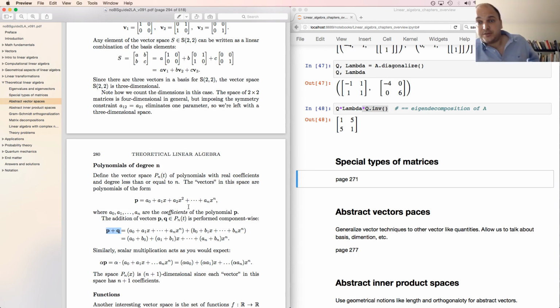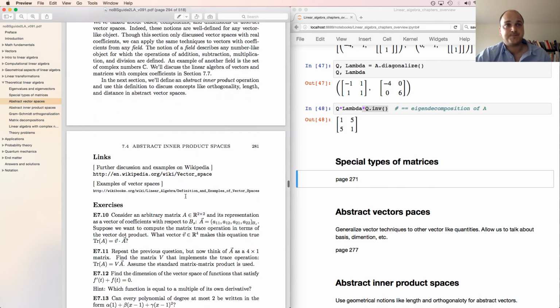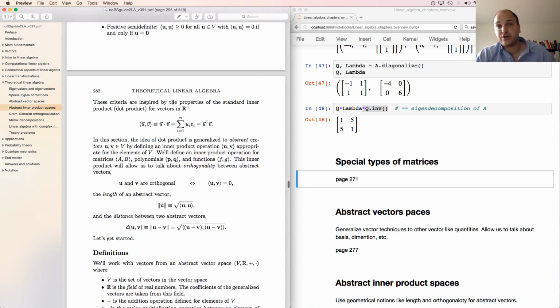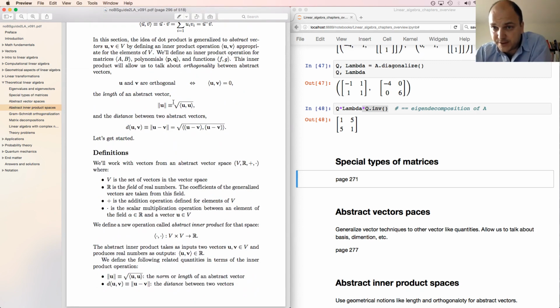So we can talk about dimension, we can talk about the basis in the space of polynomials. That's what this chapter is about. And furthermore, in the next chapter, we introduce the notion of dot product or inner product for vectors. And then we can talk about orthogonality. We can see that this polynomial is orthogonal to this polynomial.